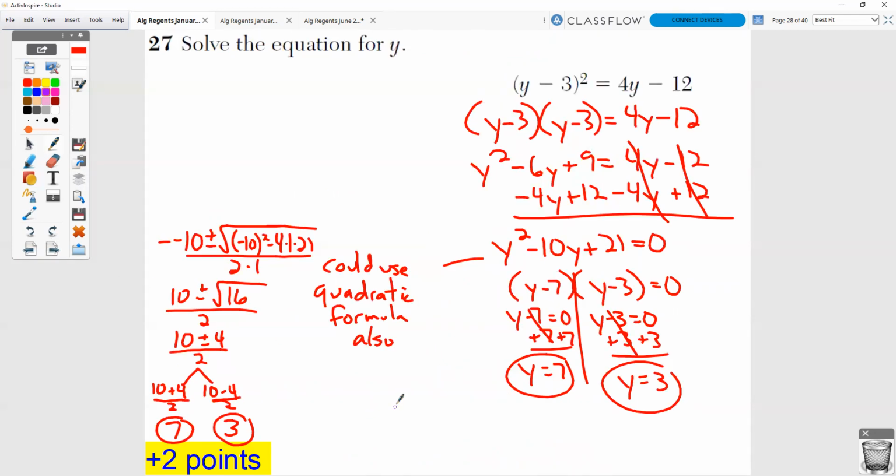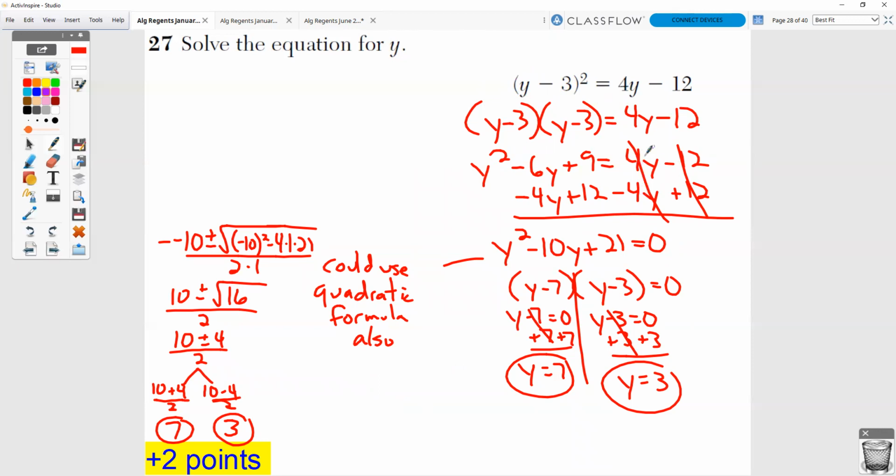In question number 27, you need to solve the equation for y. Well, that means you need to get the y all by itself. To get the y all by itself, the first thing that you should do is expand y minus 3 squared. That's really y minus 3 times y minus 3. You want to do FOIL right there. When you do that, you get y squared minus 6y plus 9. And it still equals all that.